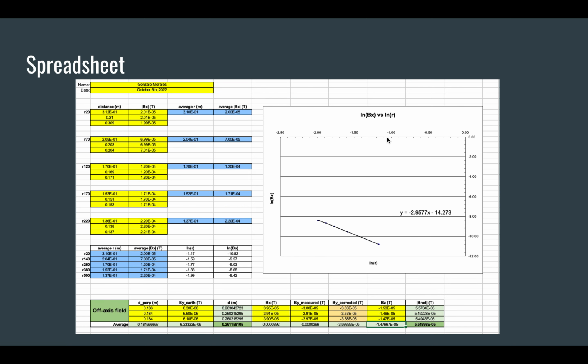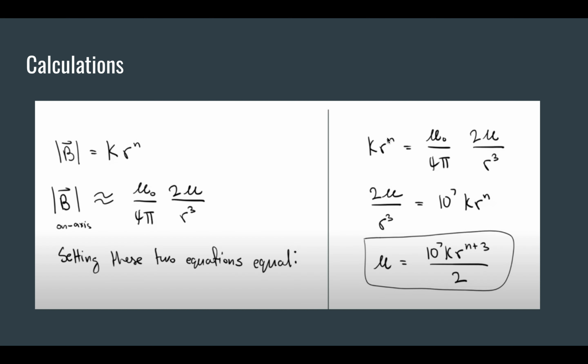Here's a look at my experimental data, where I have my raw data as well as my graph of ln Bx versus ln r. At the bottom, I have my net magnetic field at a location 45 degrees off axis from the dipole. Let's now use this data to perform some calculations.